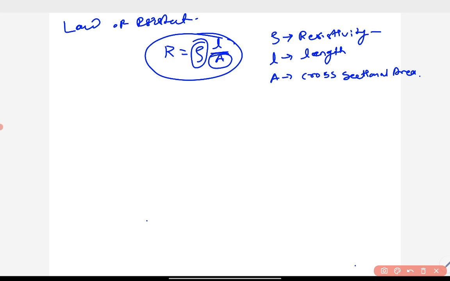Then we will see conductance. To minimize this property, we require conductance. Conductance is denoted by G, and it is the reciprocal of resistance. If I put the above formula here, it becomes A divided by rho into L.